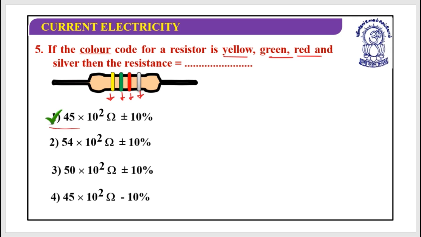The value would be, this is the first, second, third, fourth. Value of yellow is 4. Value of green is 5. The third band, which is the multiplier, gives 45 into 10 to the power 2. And the fourth band, which shows the tolerance, gives 45 into 10 to the power 2 plus or minus 10%. I hope those things are clear. So can you do this kind of question?